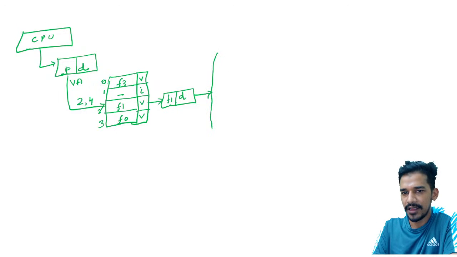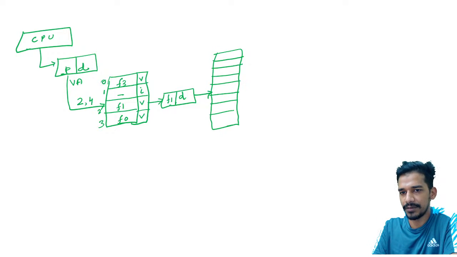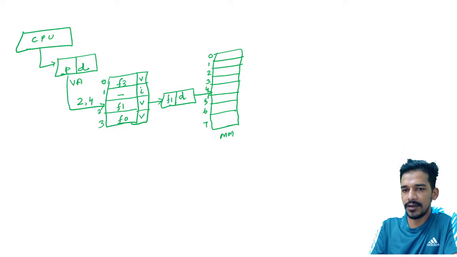Let us say in main memory we have 8 frames. We all know that main memory is divided into frames. So this is frame number 0, 1, 2, 3, 4, 5, 6, 7. There are 8 frames in the main memory. We search this address in the main memory. If the data is found in the memory, it will be accessed from the main memory.